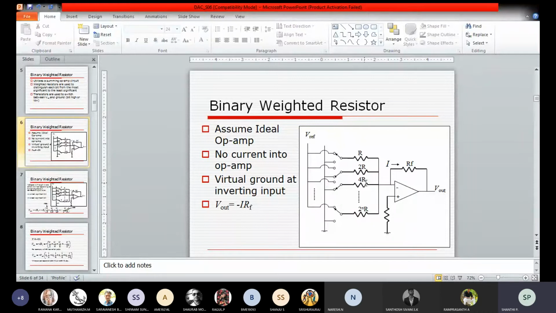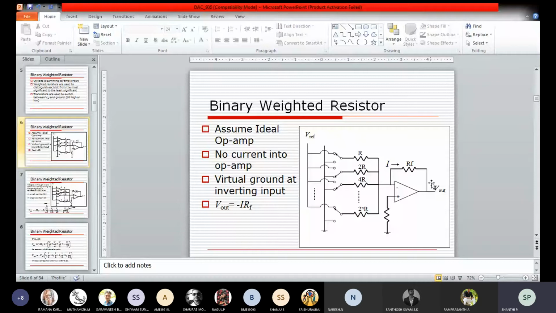Here R, 2R, 4R. This is called binary weighted. Okay, R means 0, 2R means next digit, 4R means next digit. Similarly, we have to keep increasing. That is 2 power n into R. N is equal to 0 means 2 power 0 is 1. N is equal to 1 means 2 power 1.